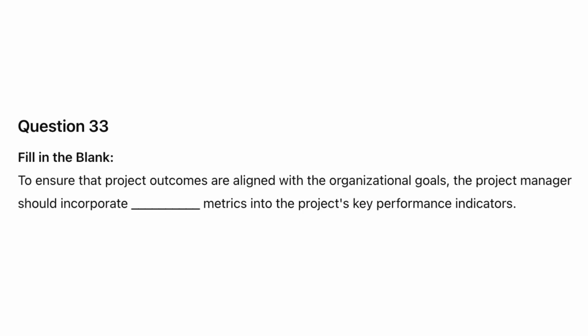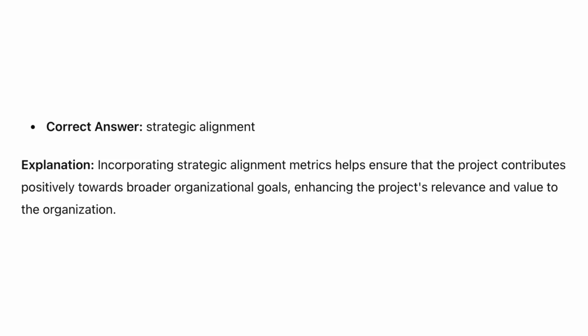Question 33. Fill in the blank. To ensure that project outcomes are aligned with the organizational goals, the project manager should incorporate blank metrics into the project's key performance indicators. Correct answer: strategic alignment. Explanation: incorporating strategic alignment metrics helps ensure that the project contributes positively towards broader organizational goals, enhancing the project's relevance and value to the organization.